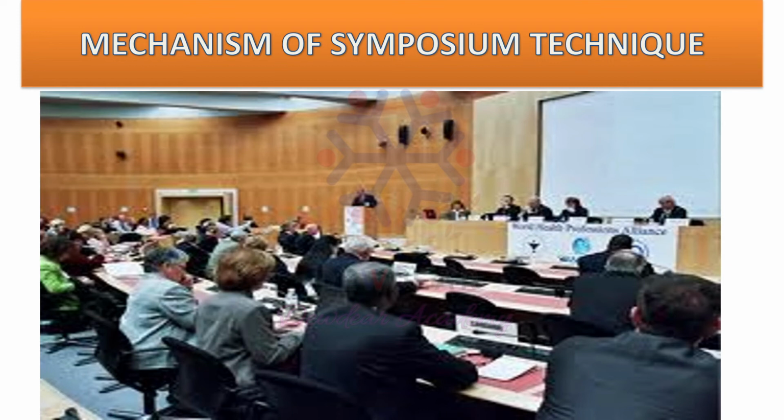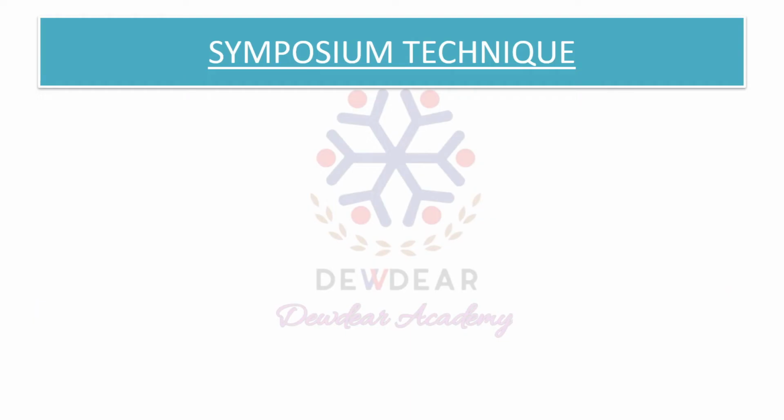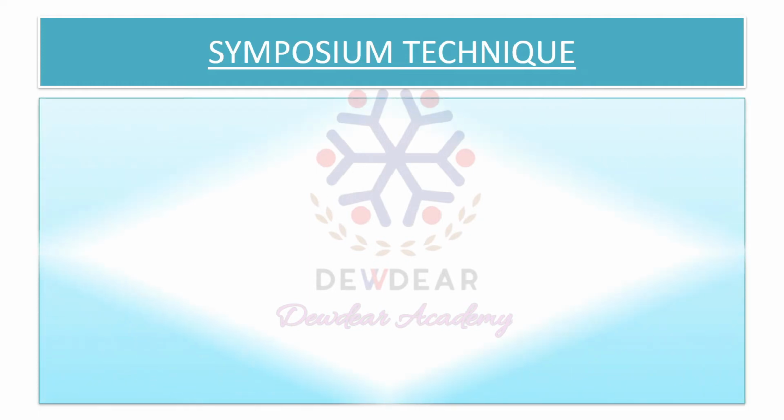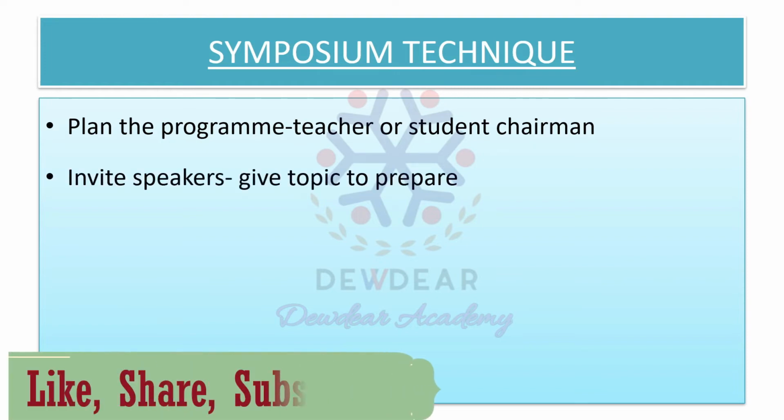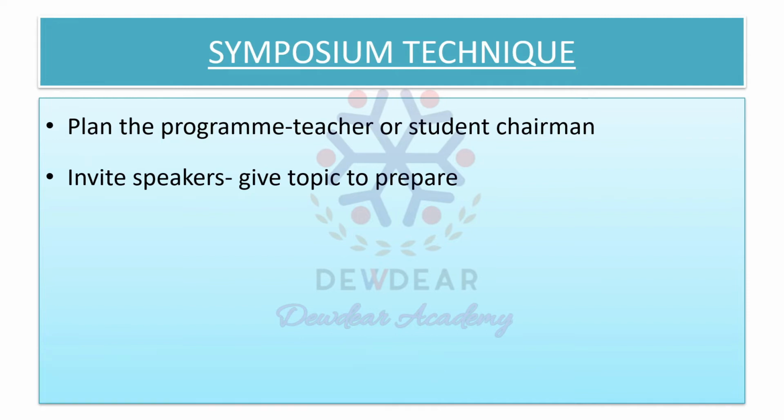Next, I am discussing the mechanism of symposium or the symposium technique. Regarding this symposium technique, there are several steps. First, the student chairman or the teacher plans the program of conducting this symposium. Then the student chairman or the teacher invites the speakers. That is, the speakers are given the topic to prepare. So the second step is the teacher or the student chairman inviting the speakers.